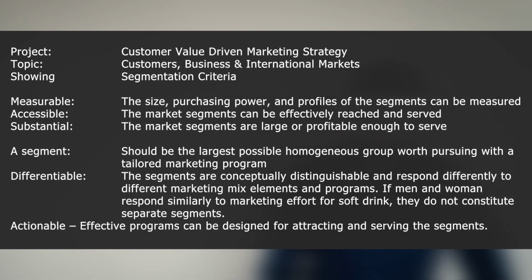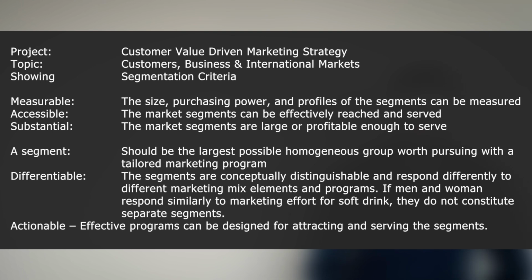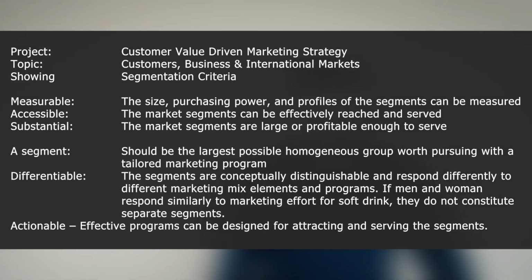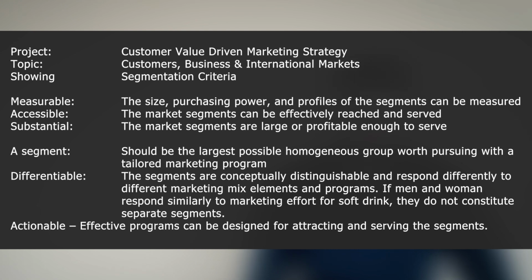Measurable is the size, purchasing power, and profiles of the segments that can be measured. Accessible is the market segments can be effectively reached and served. Substantial is the market segments are large and profitable enough to serve. A segment should be the largest possible homogeneous group worth pursuing with a tailored marketing program. And differentiable, the segments are conceptually distinguishable and respond differently to different marketing mix elements and programs. If men and women respond similarly to marketing efforts for soft drinks, they do not constitute separate segments.